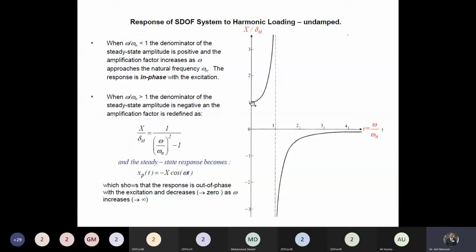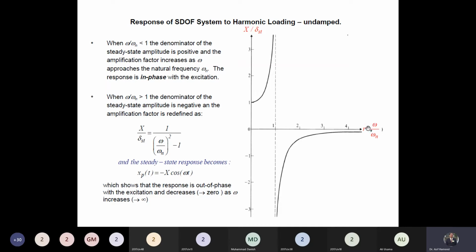When omega value is very, very small, approaches 0, it means the force is acting very slowly. When the force is acting very slowly, it means it's almost the static force. When omega is close to 0, the dynamic load is close to the static force. So static displacement and the dynamic amplitude will be the same. So amplification factor is equal to 1.